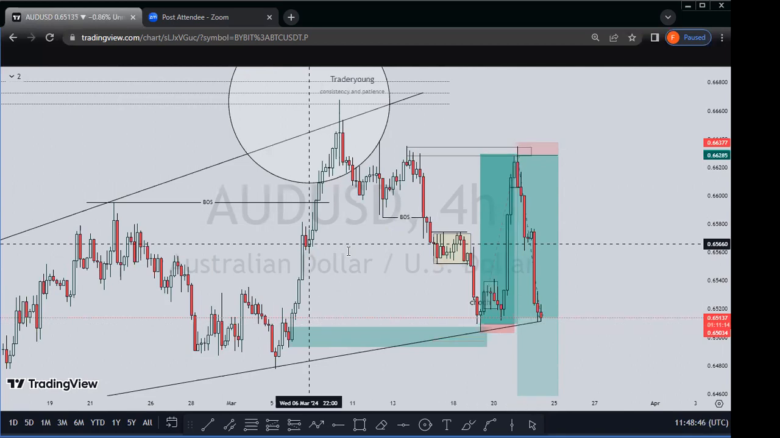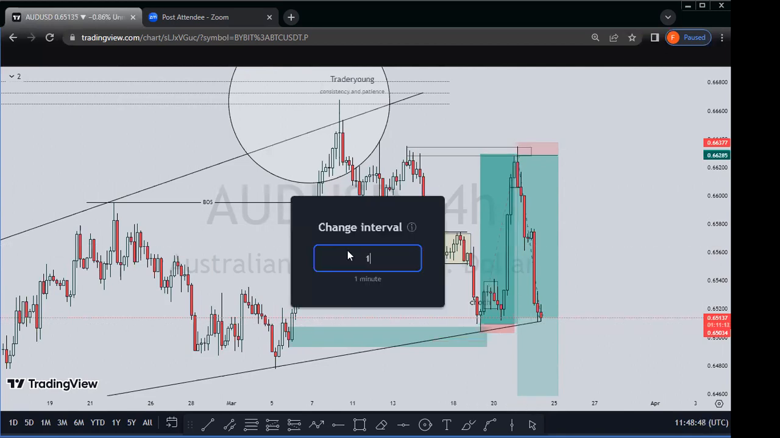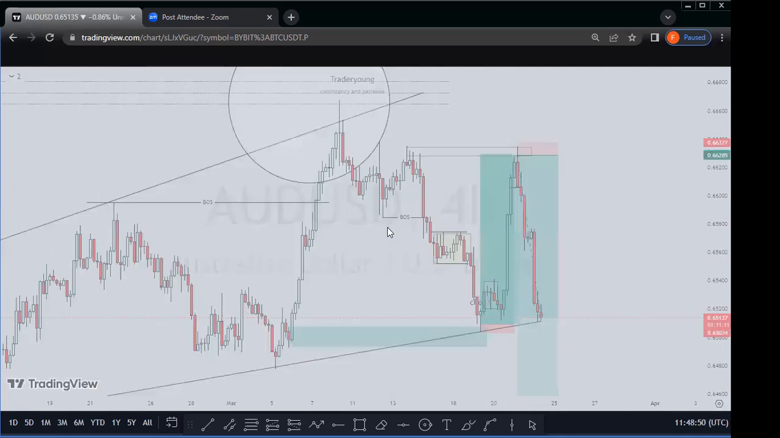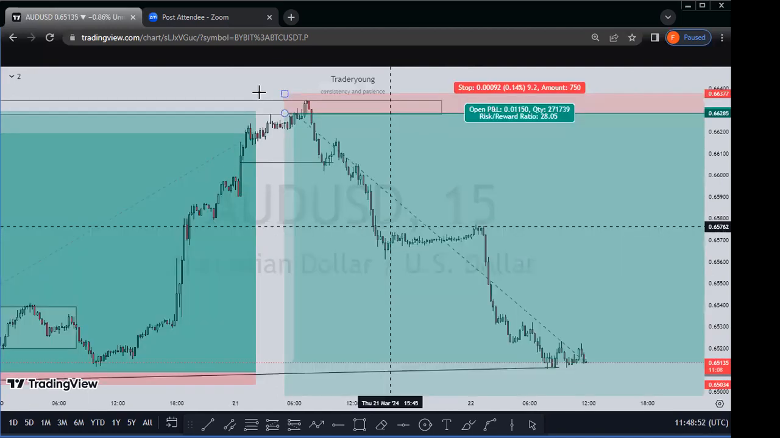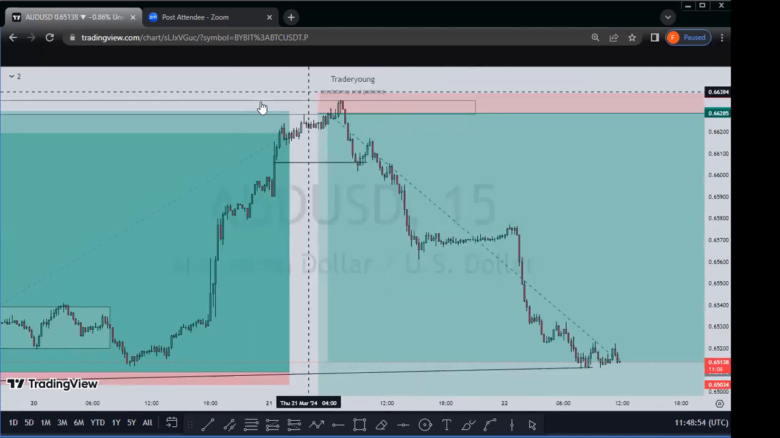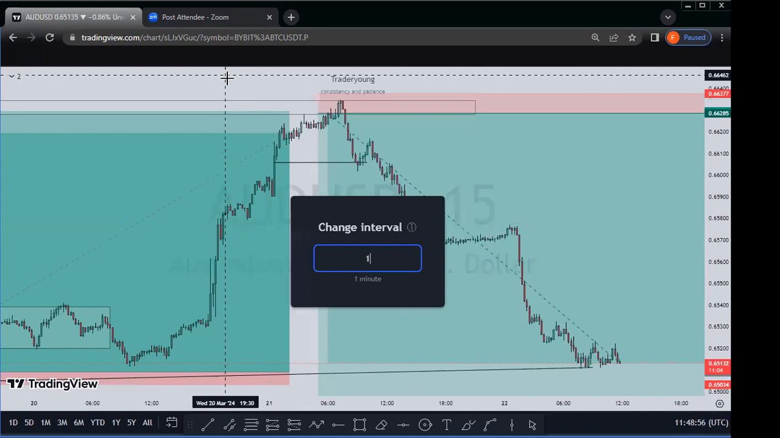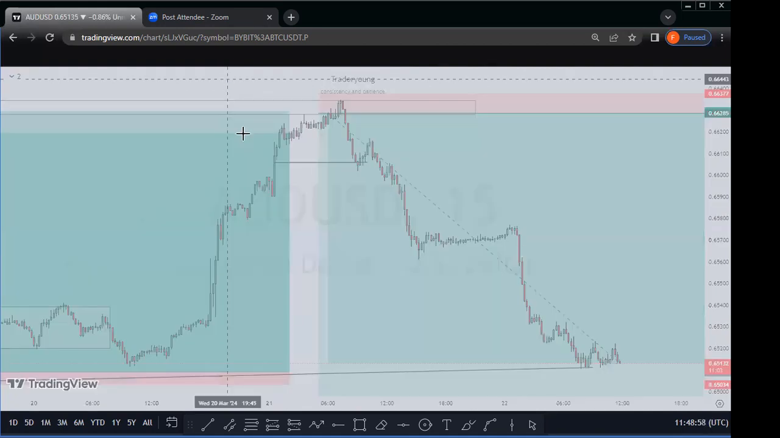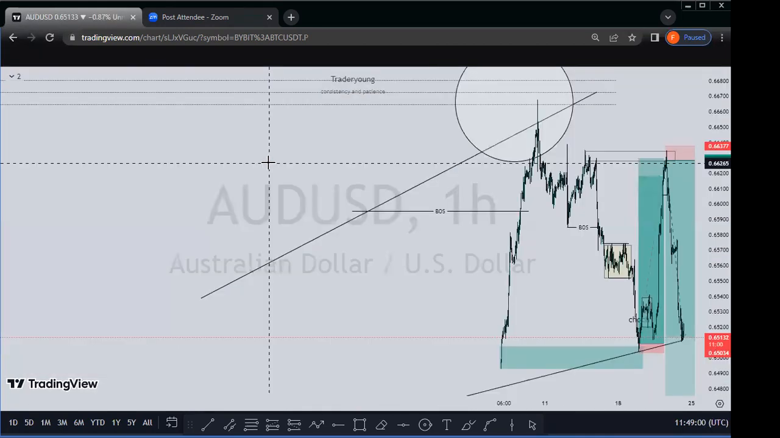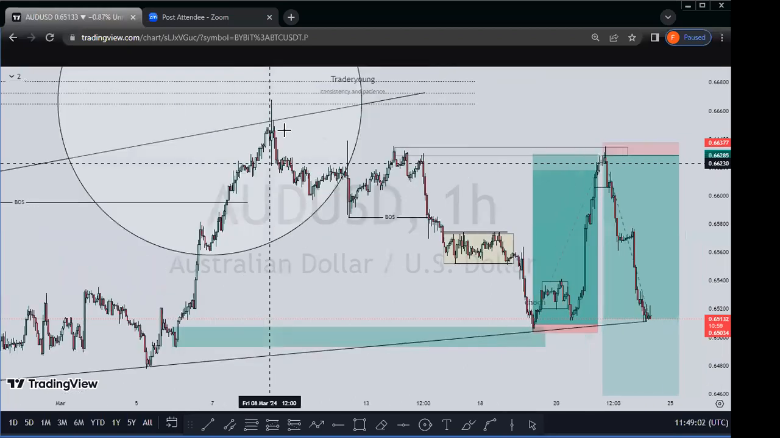Then on the 15 minutes presently, let's just go down. This was what we got. That same order block from the 1 hour. I think the order block is from a 1 hour for this sell. Sorry, let me just rush into it. Let me take this off.